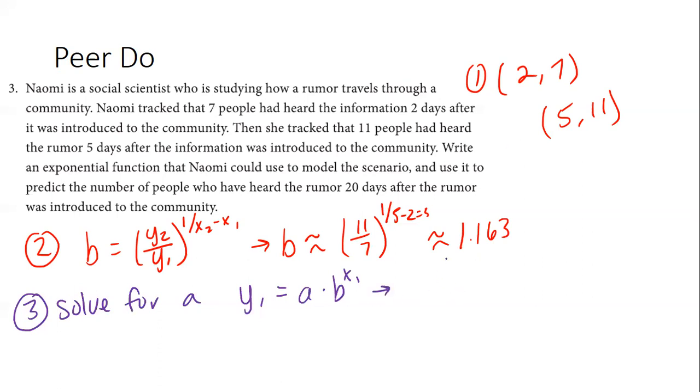So we're going to substitute. What is y1? What did you use as y1? 7. What was our a? We don't know. What's our b? 1 and 163 thousandths. And what is our x1? 2. Okay? So this is multiplication, right? What is the opposite of multiplication? Division. So I'm going to divide this side by 1.163 to the second. And that's going to cancel it out. Is my a now by itself? So this is the value of my a. I just got to put it in the calculator now.